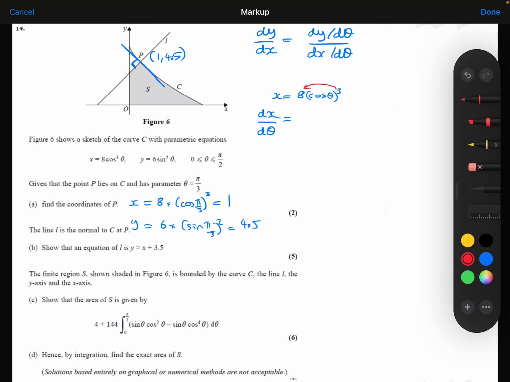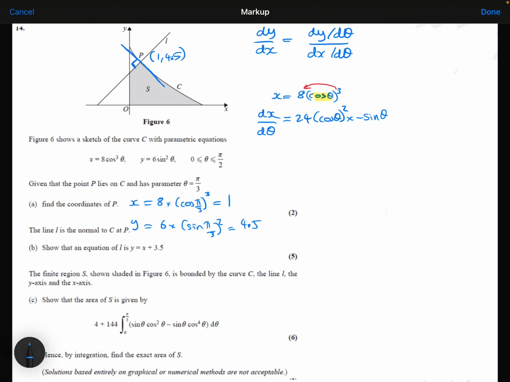I'm differentiating the outside function, the power part, first. So 8 times 3 is 24. Take 1 away from the power. And then I have to multiply by the derivative of the inside. The derivative of cos is minus sine. So that's my dx by d theta.